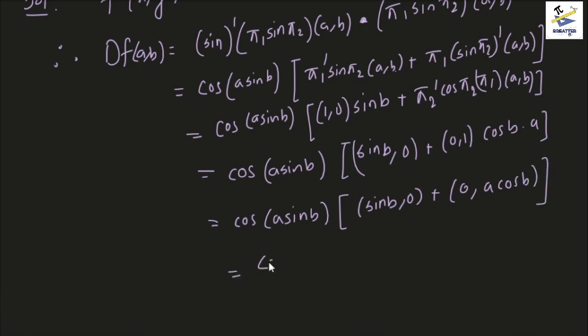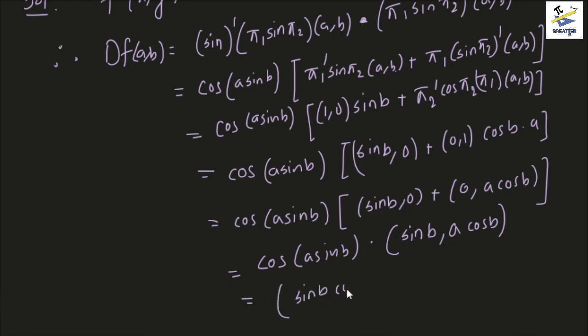Adding them together, we get cosine of a sine b multiplied by the vector sine of b comma a cos b, and multiplying everything together we get sine b cosine of a sine b comma a cos b cosine of a sine b, which is our answer. So this is a 1 cross 2 matrix, as you can check, which is the answer.